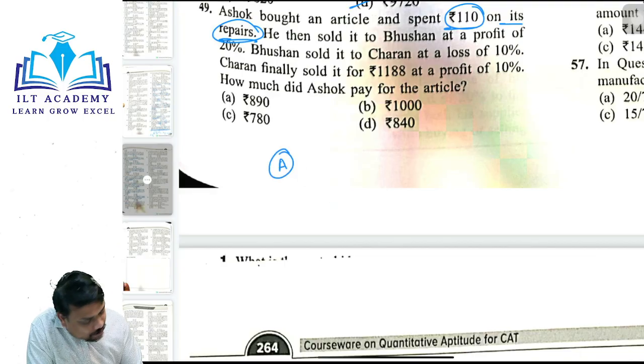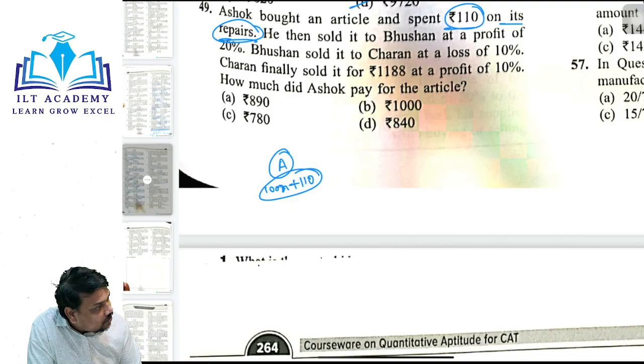Ashok bought an article and spent 110 on its repair. And he sold it to Bhushan at a profit of 20%. Ashok bought an article at 100x. And then he spent 110 rupees. So that becomes its cost. Now he sold it to whom? B. At what profit? 20%.